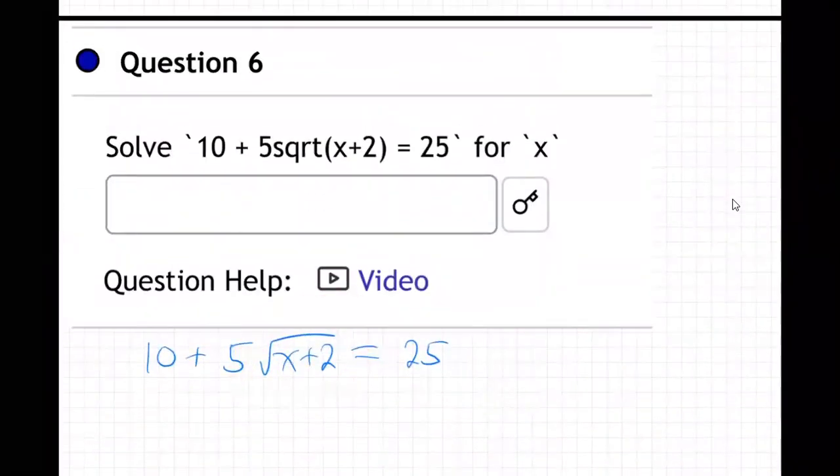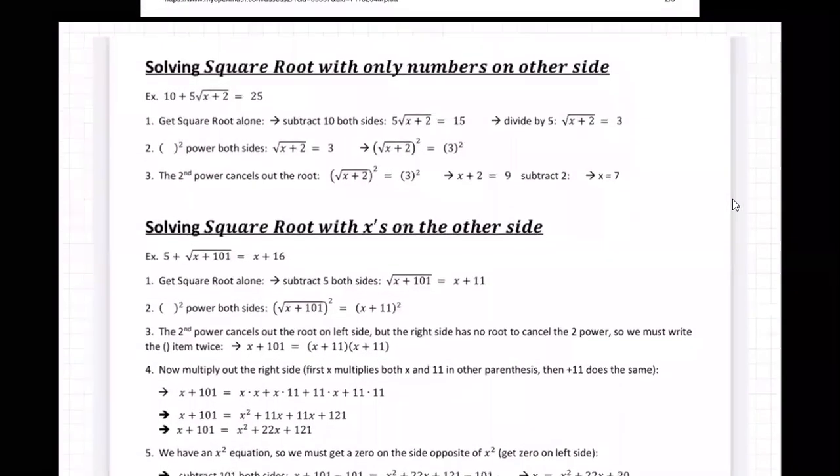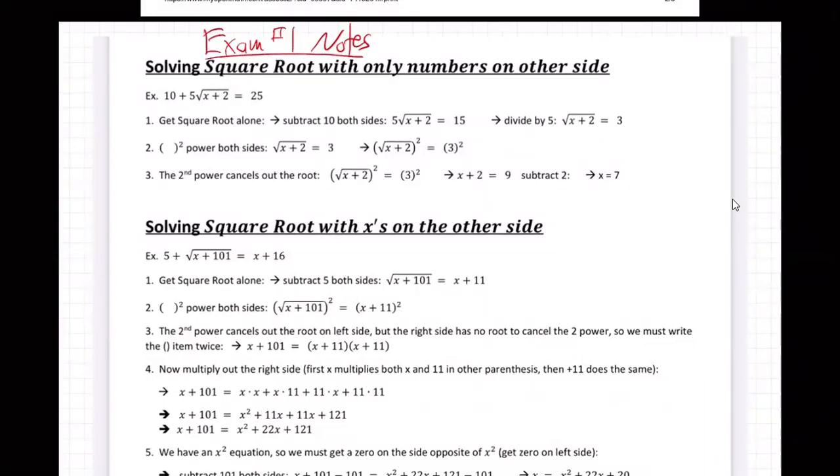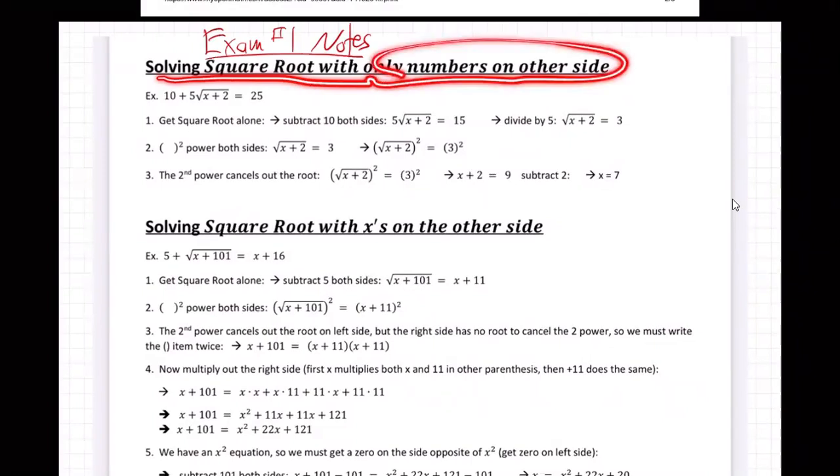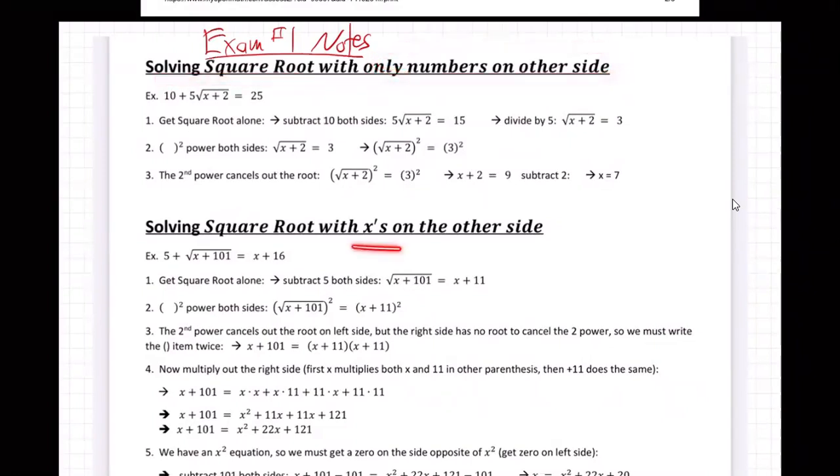Well, again, I put this in the notes for you. If you come up here, here are the exam number 1 notes that I made for you. This is in the Unit 1 module, right at the top of the Unit 1 module. And so I would say solving a square root with only numbers on the other side. And then in a minute, we're going to do one with x's on the other side. So when you have only numbers on the other side, what do you do? This is our exact example.